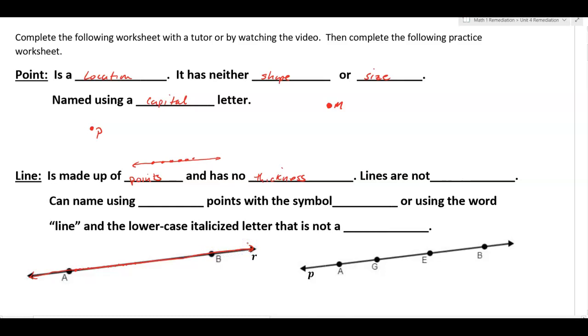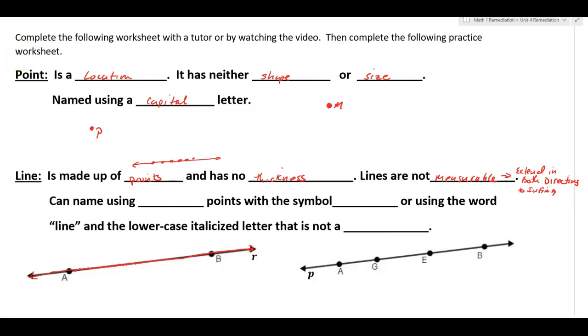Now, lines are not measurable. And the reason is because they extend in both directions, to basically infinity. So when we look, we have the arrows on the ends because it tells us it goes in both those directions forever and ever. Since it never stops, we cannot measure it.